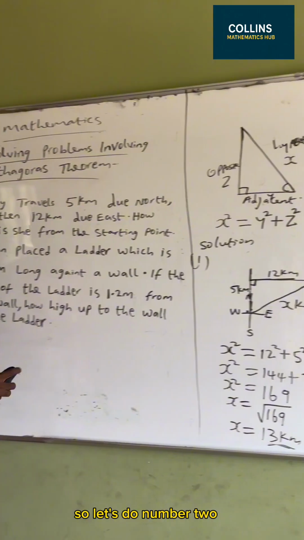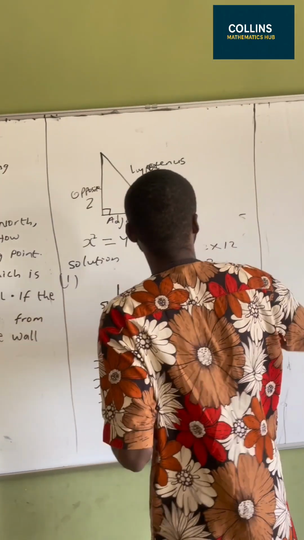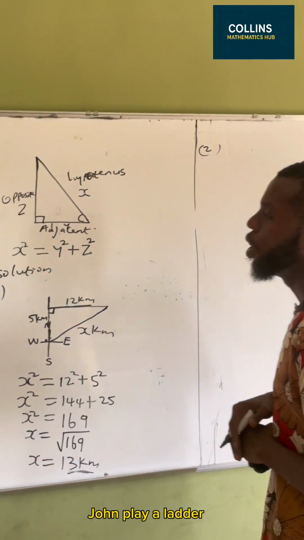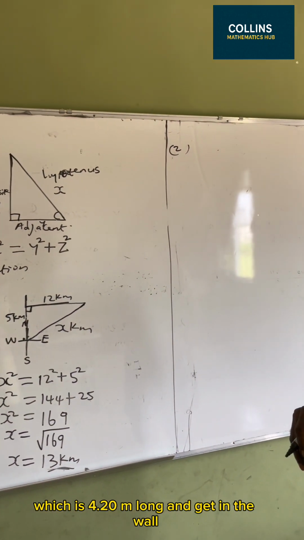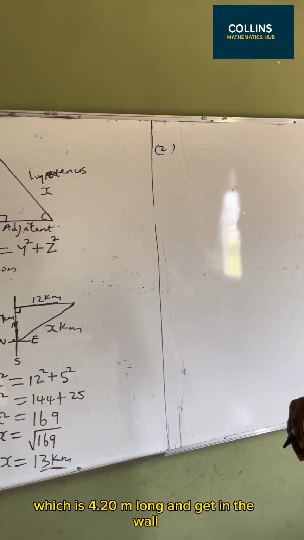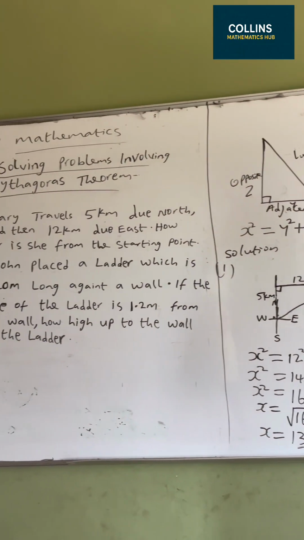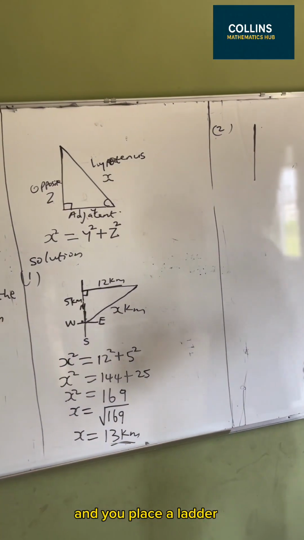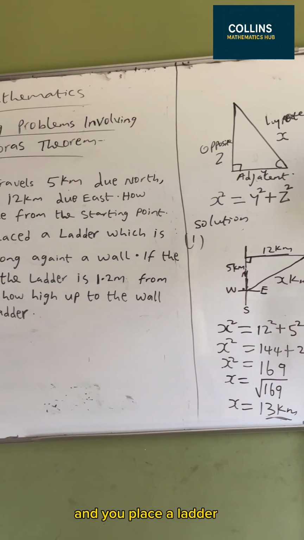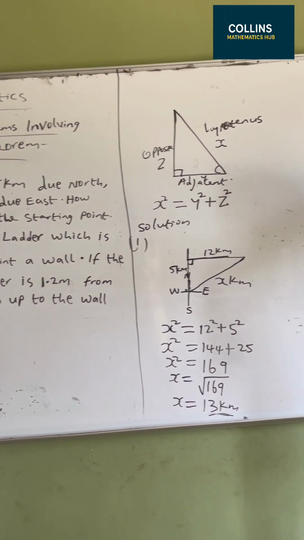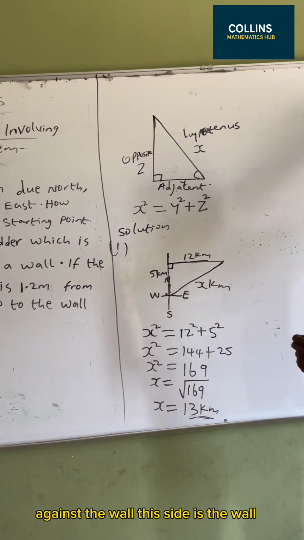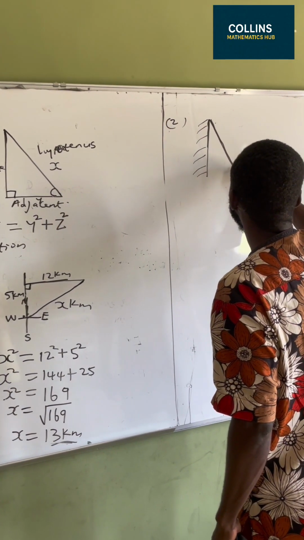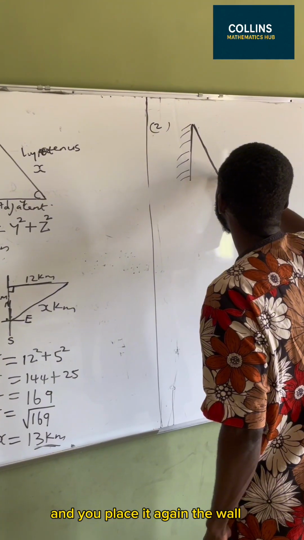So let's do number 2. And number 2 is: John placed a ladder which is 4.20 meters long against a wall. So this is the wall, and he placed a ladder against the wall. This side is the wall, and this is the ladder, and he placed it against the wall.